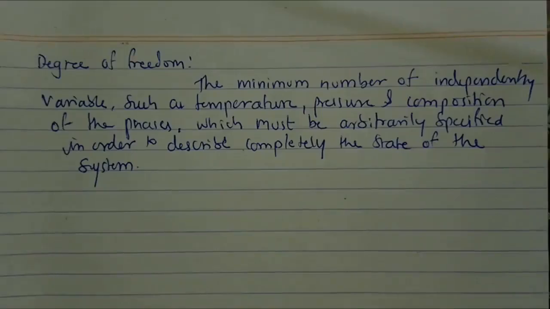Now come to the definition of degree of freedom. It is the minimum number of independently variable factors, such as temperature, pressure and composition of the phases, which must be arbitrarily specified in order to describe completely the state of the system. Okay, now what does it mean?